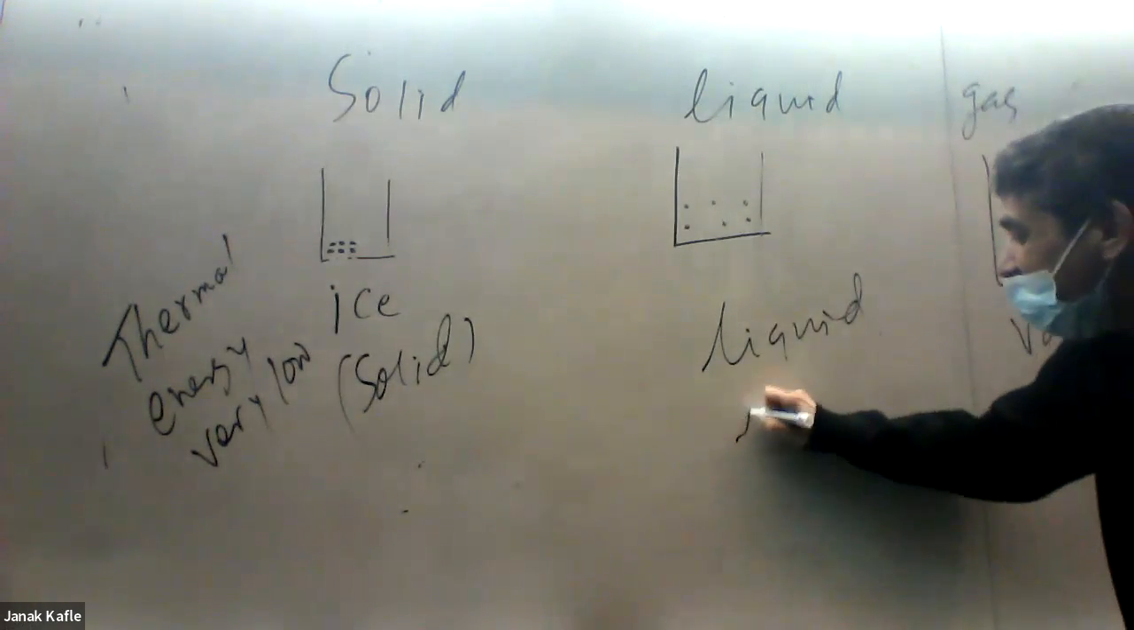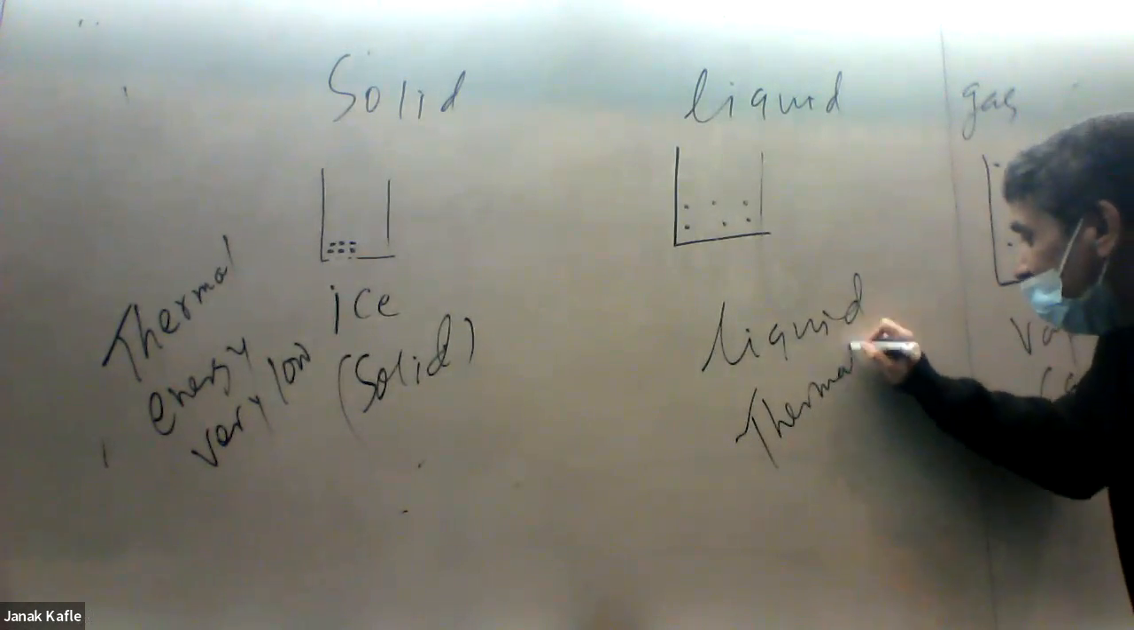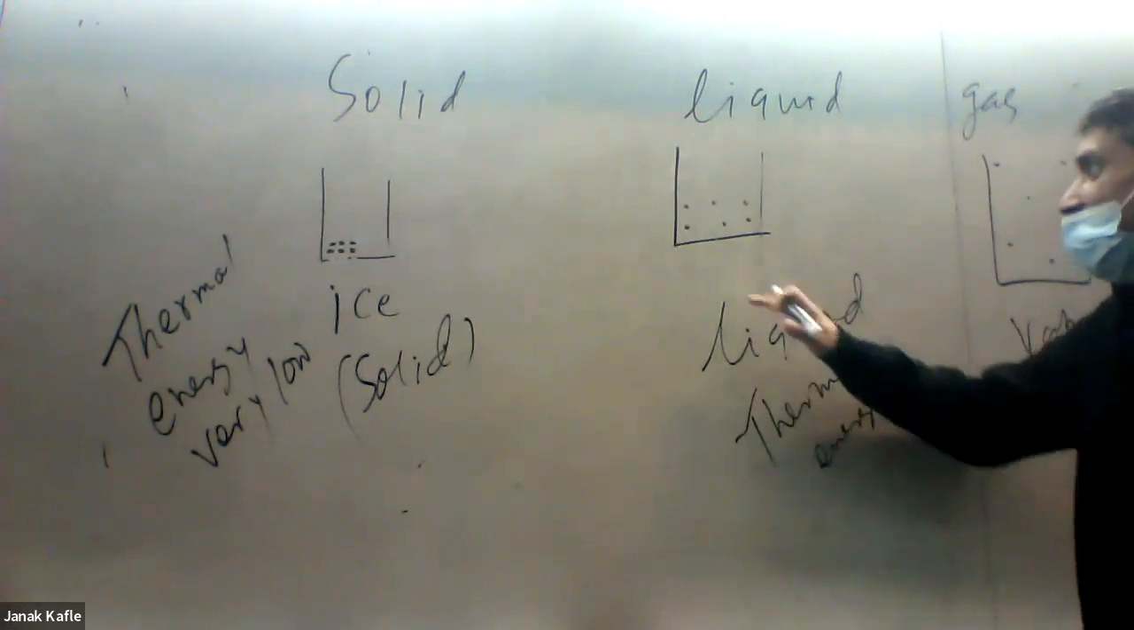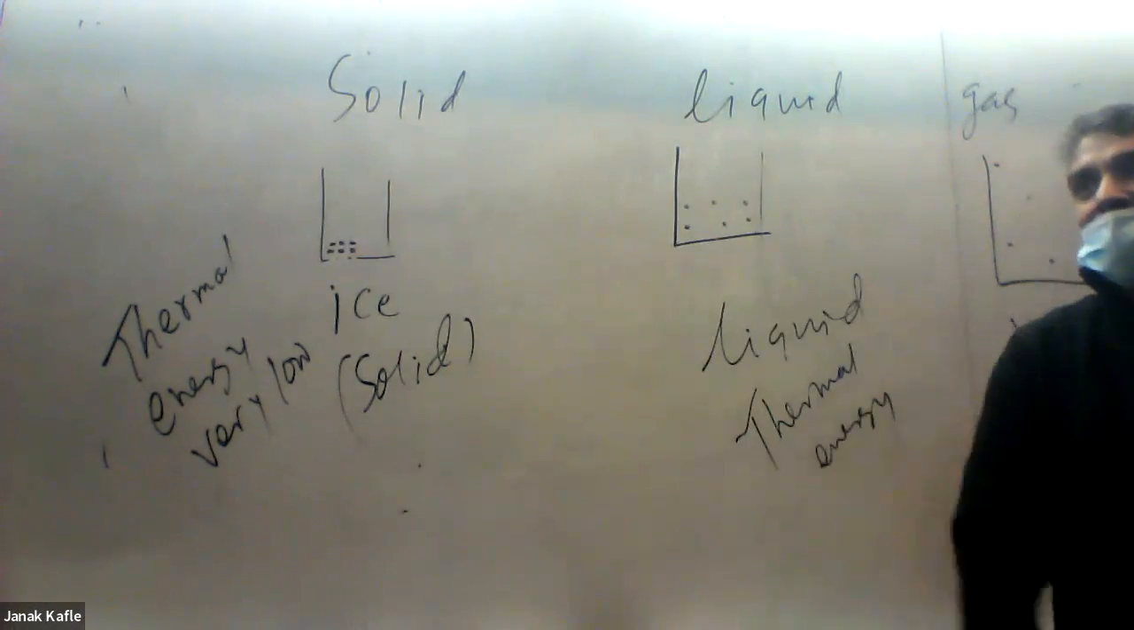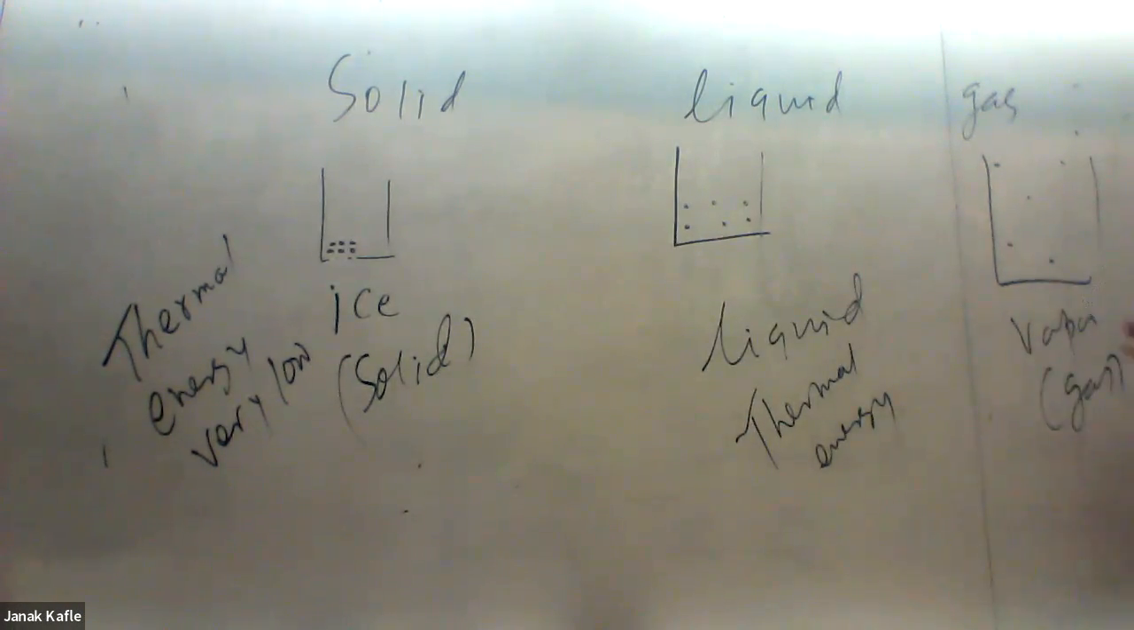Here, thermal energy is high because these particles are moving faster. Make sense? Here, the particles are moving really, really fast, right? Because we heat them and the molecules are just jumping everywhere. So the thermal energy here is very high. Thermal energy in gas is very, very high.